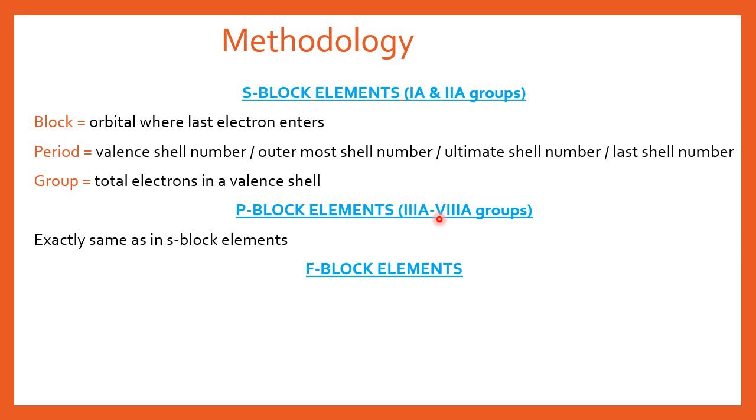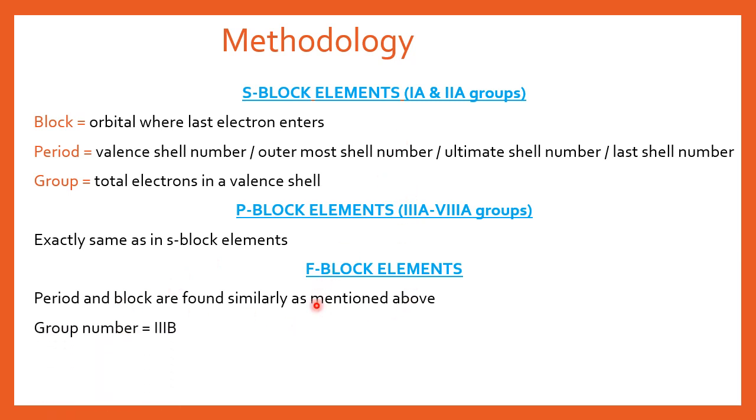Now coming to the F block. As you know, F block consists of first B to 8th B groups. Period and block are found the same way as mentioned above in the case of S block elements. Group number is understood in the case of F block elements because F block consists of two series. One is called the lanthanide series, the other is said to be the actinide series. Each series contains 14 elements.